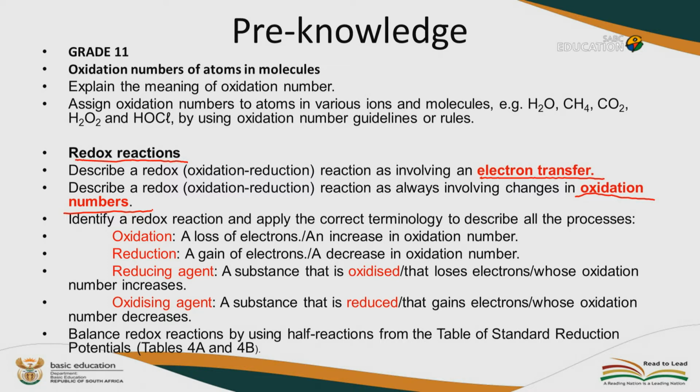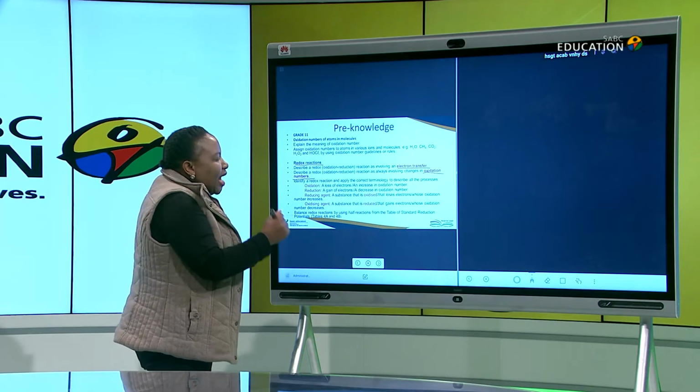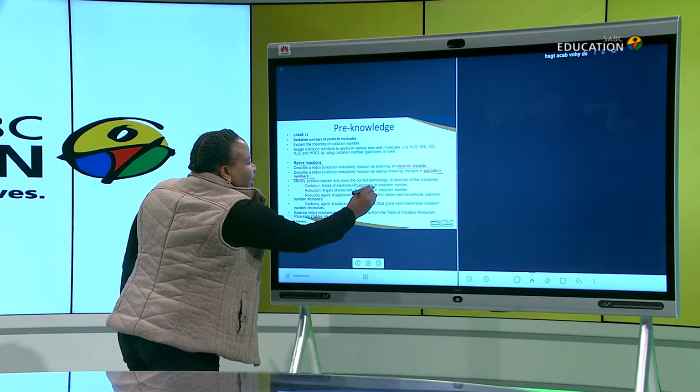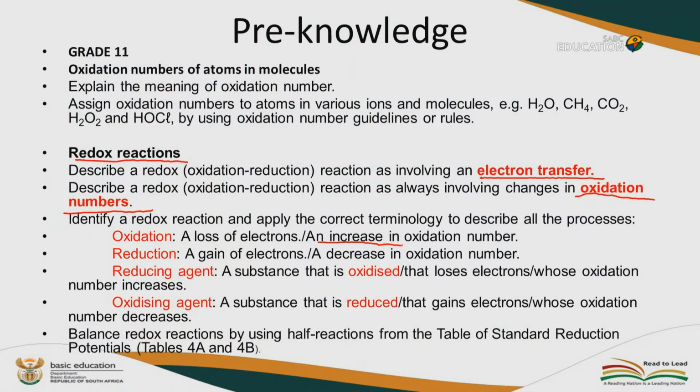And what will happen to the oxidation number? The oxidation number will now increase. So if you see an oxidation number increasing, it means that reaction or that substance has undergone oxidation reaction. Now, reduction reaction is the gain of electrons, or is when the oxidation number decreases.